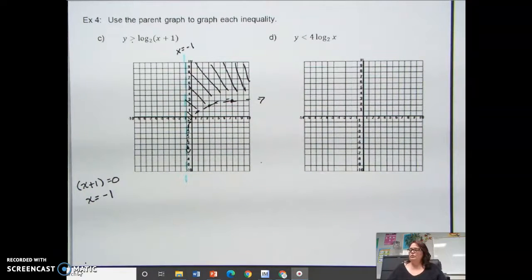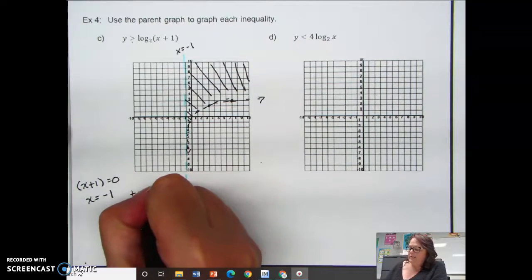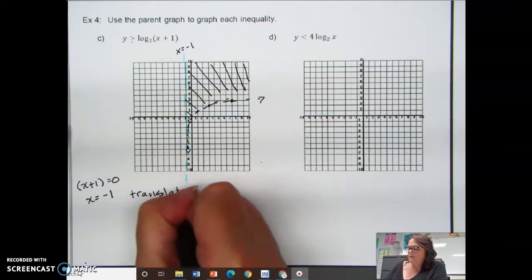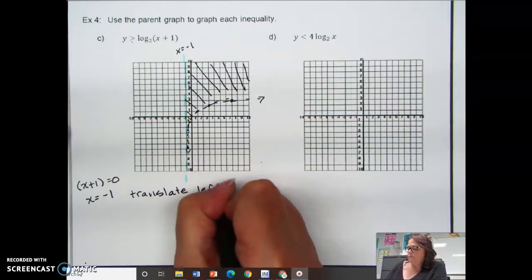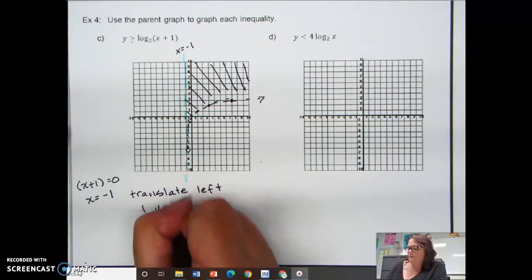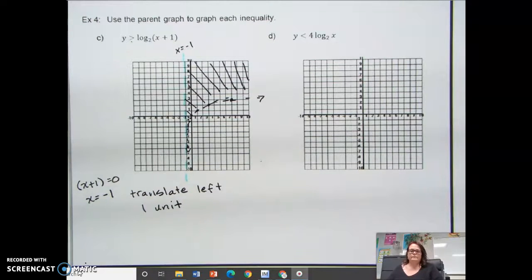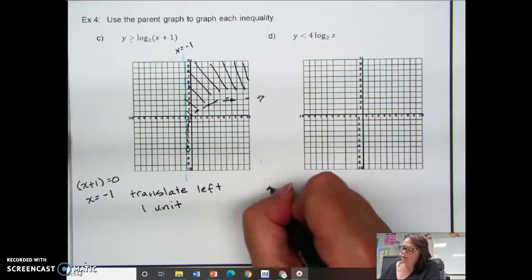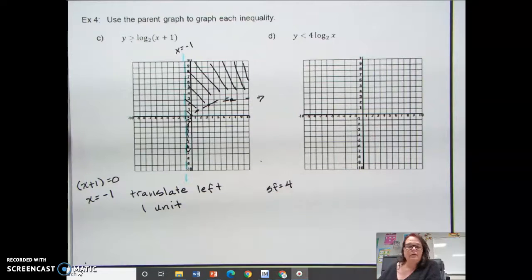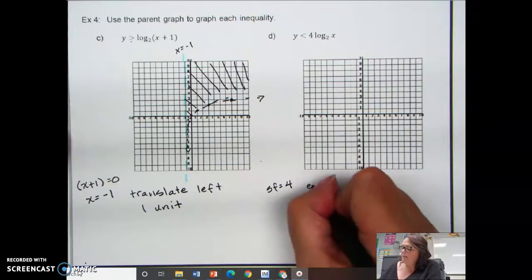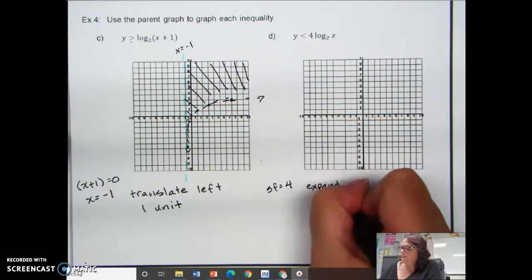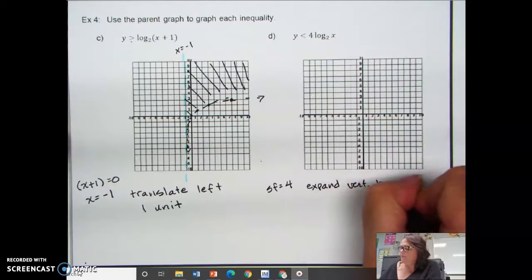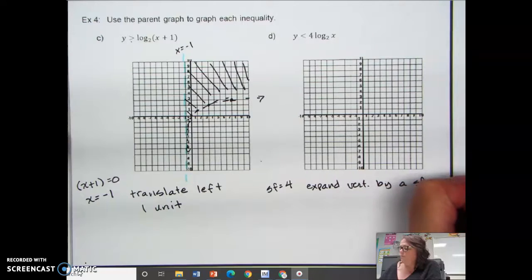All right, so see what you can do with D. Describe it in words. Oops, I forgot to describe this in words. So we're going to translate to the left 1 unit. Okay. So for D, this 4 is outside of the function, so that makes it a vertical change. And we like vertical because the scale factor is what it is. So that means we're going to expand vertically by a scale factor of 4.